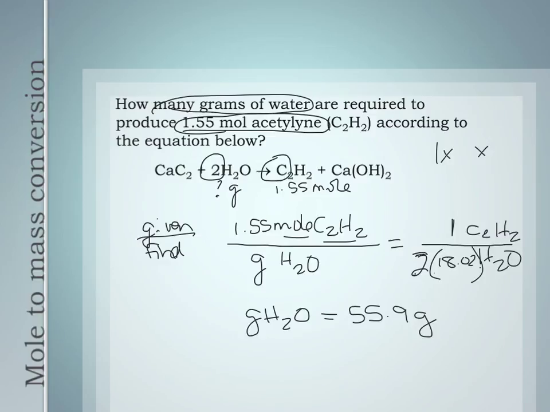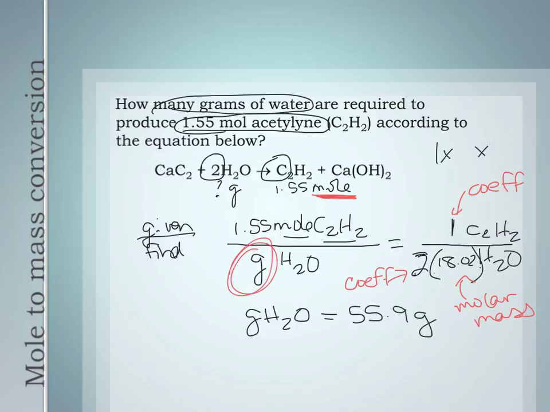Okay, so where did these numbers come from? This is the coefficient from our balanced equation. This is the molar mass. This is the coefficient. Now, why didn't I put the molar mass up on the top? Remember, I was already given moles, so I was already at moles, so I didn't have to use the molar mass. So you only need the molar mass when somebody says something about grams.